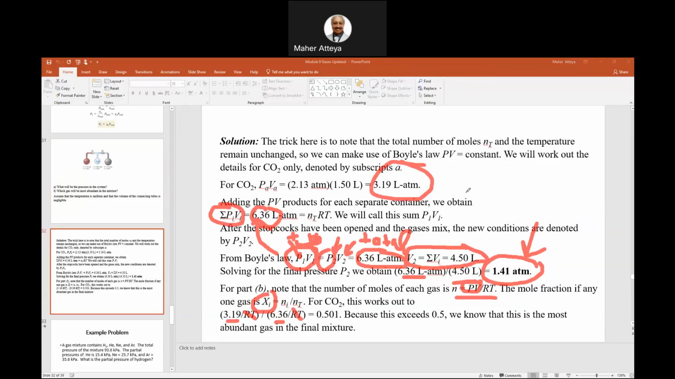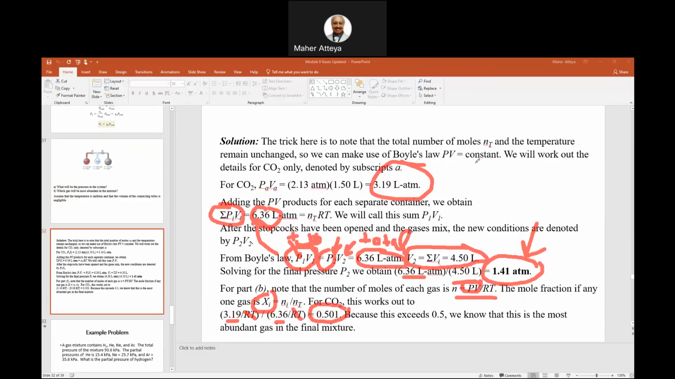3.19, that's for carbon dioxide, divided by the total, which is 6.36. It came out to be a mole fraction of 0.501, which is the largest of the gases, because the sum of the whole mole fraction is 1.